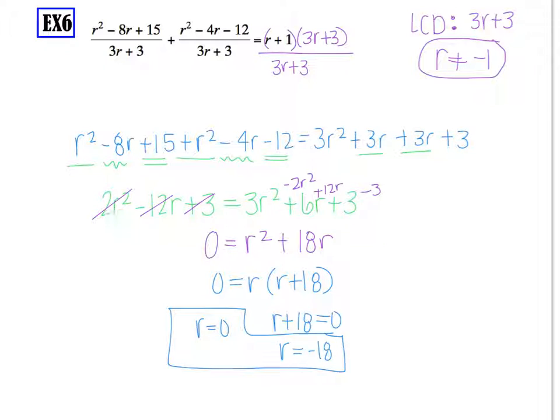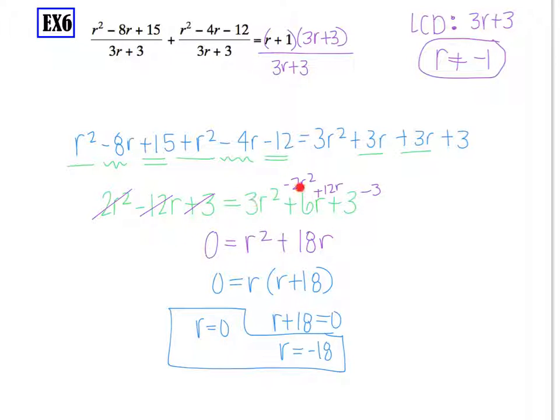Well, I have a 2r squared over here and a 3r squared over here. So no matter where I move things, I'm going to end up with an r squared. So it is quadratic. So to solve a quadratic equation, I need to set it equal to 0. So I moved these 3 pieces over to the right-hand side.